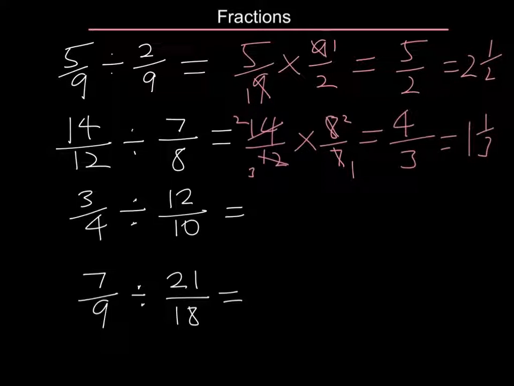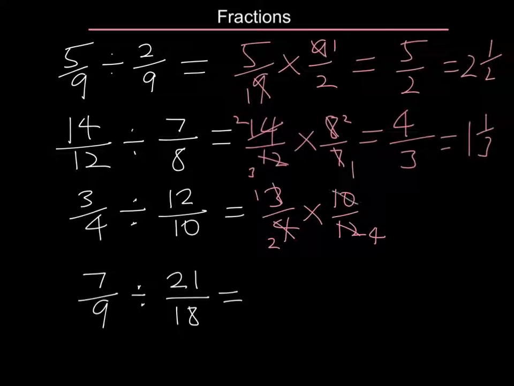So let's look at the next question. 3/4 divided by 12/10. 3/4 multiplied by 10/12. Can anything cancel? Well, there's a couple of things, like 3 goes into itself once and into 12 4 times. 2 goes into 4 2 times and into 10 5 times. So now I've got 1 times 5 and 2 times 4. And I get 5 for the numerator and 2 4s are 8 for the denominator.